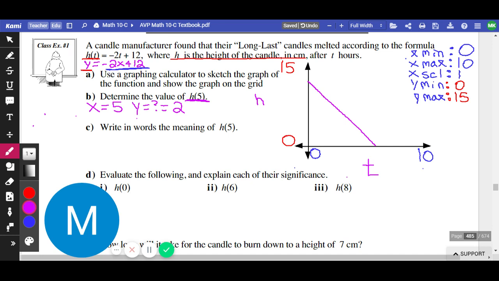Part C, write in words the meaning of h of 5. This means the height of the candle after 5 hours burning.